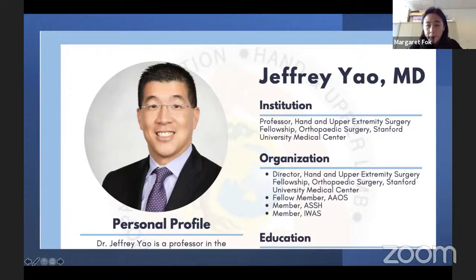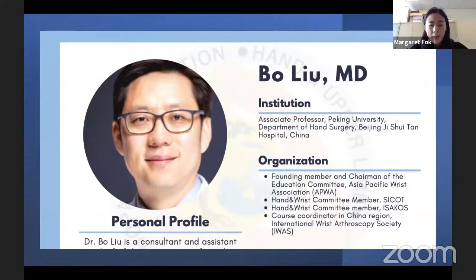The other speaker is Dr. Liu Bo, again a very well-known wrist surgeon. He's a consultant and assistant to the chief of the Department of Hand Surgery in Beijing Jishuitan Hospital. He's associate professor of the Department of Hand Surgery, Peking University. He's the chairman of the Education Committee of the Asia Pacific Wrist Association, as well as the course coordinator in the China region for EWAS, the International Wrist Arthroscopy Surgery Society. His talk is going to be on how we manage perilunate dislocation arthroscopically.